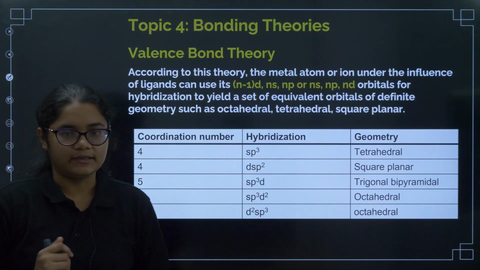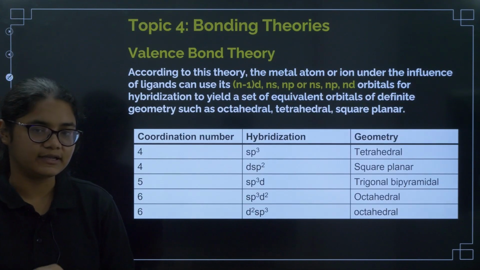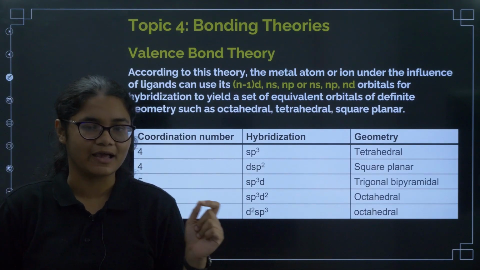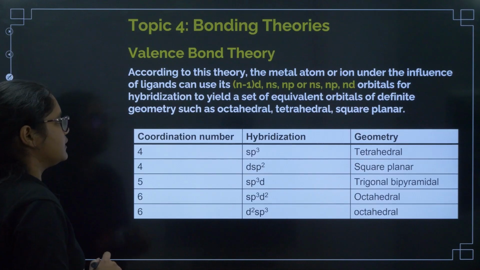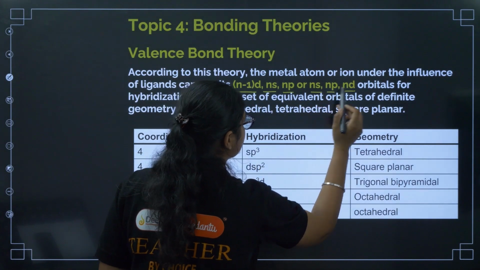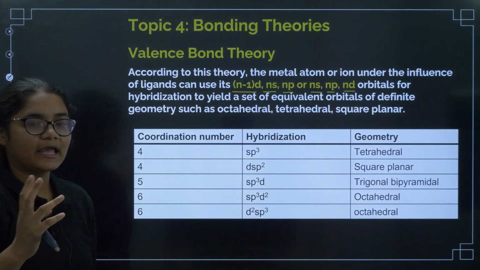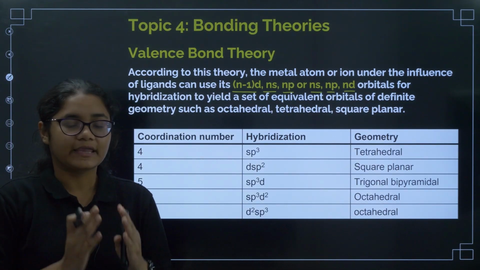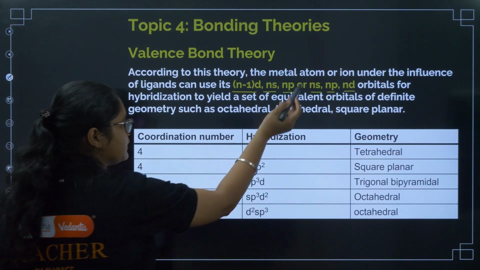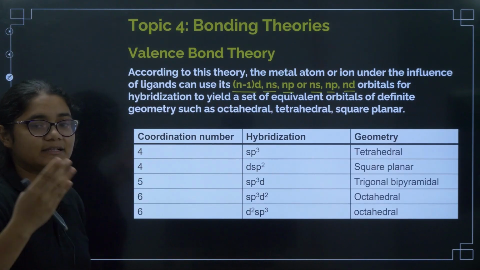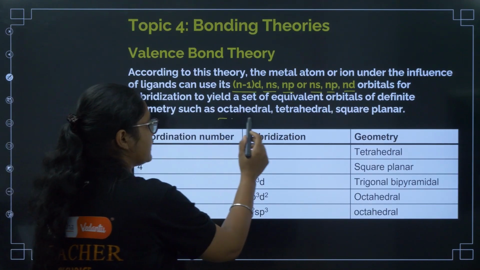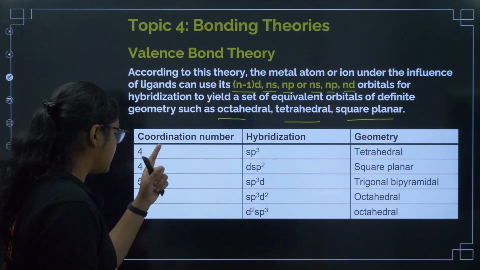Now coming to bonding theories. Okay. So what were the different theories that describe the coordinate bond or coordination bond? So the first theory that came was valence bond theory. According to valence bond theory, the n-1 d, ns, np and nd orbitals can participate in the bond formation. Okay. So these orbitals undergo hybridization to yield a set of equivalent hybrid orbitals such as octahedral, tetrahedral or square planar. So here are the hybridizations.